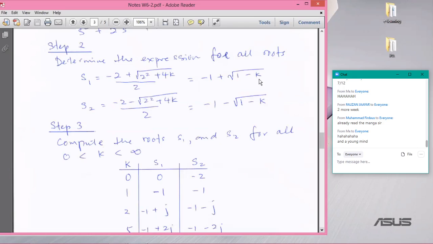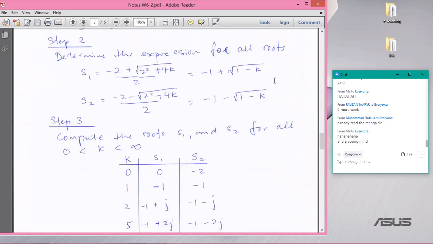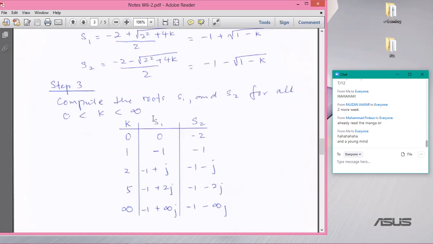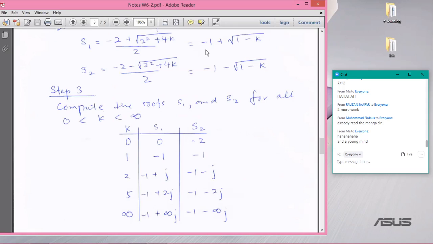Now we are going to vary this k from 0 to infinity, and then we can evaluate each of the roots. Okay, so this is the first root. Start from when k is equal to 0. So you just substitute k equals 0. So negative 1 plus 1 is 0.